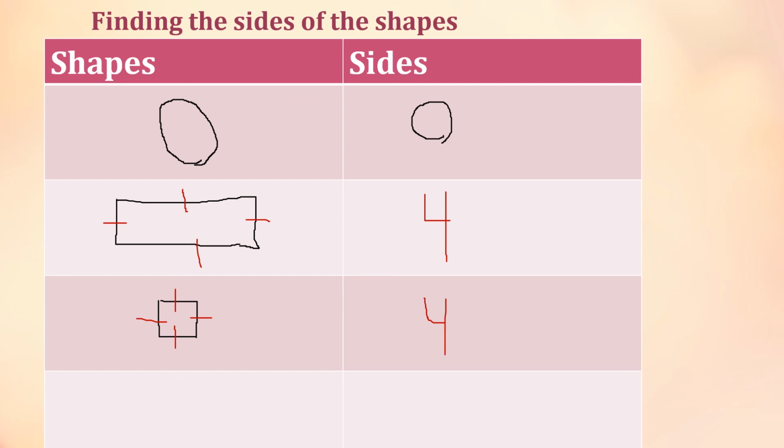Now let's go over the last one. What shape is it, boys and girls? If you said a pentagon, you're right. Let's see how many sides a pentagon has. So let's count. 1, 2, 3, 4, 5. So it has 5 sides.